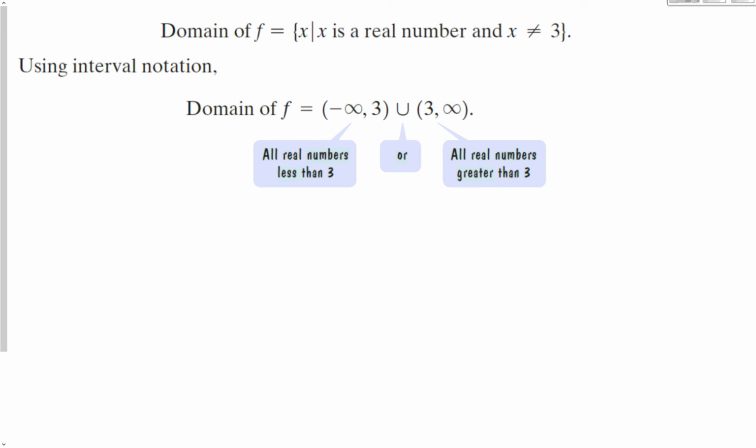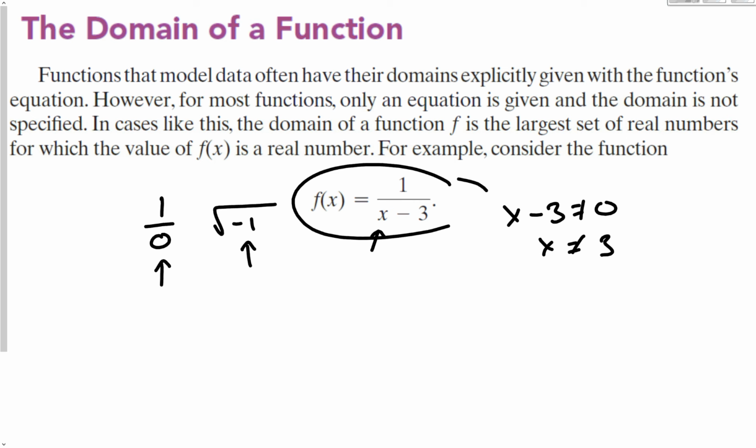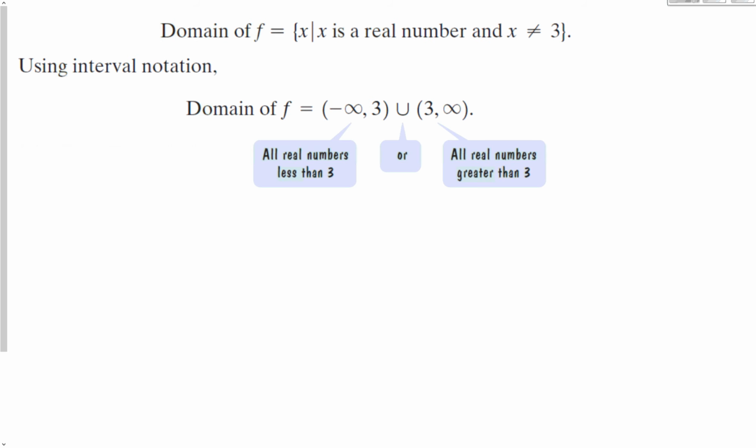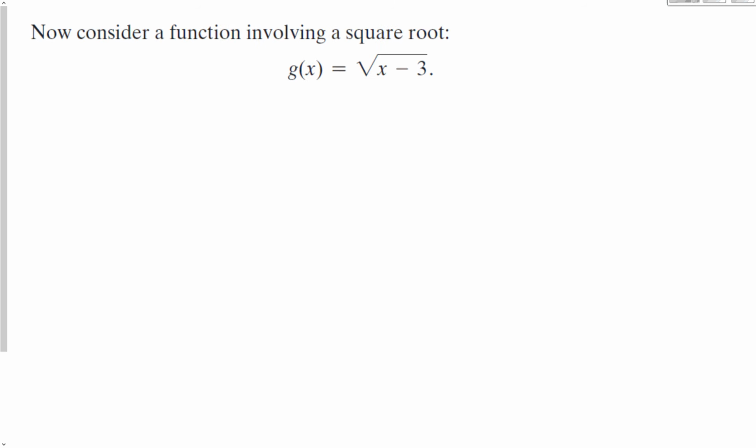So the domain of f, in this case, this function right here, is x such that x is a real number and x is not equal to 3. That is set builder notation. And if I want to use interval notation, I can say that the domain of f is equal to negative infinity to 3, union 3 to infinity. All real numbers less than 3 or all real numbers greater than 3 but not equal to 3, which eliminates 3.